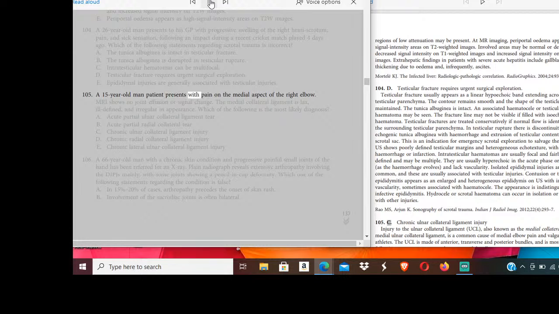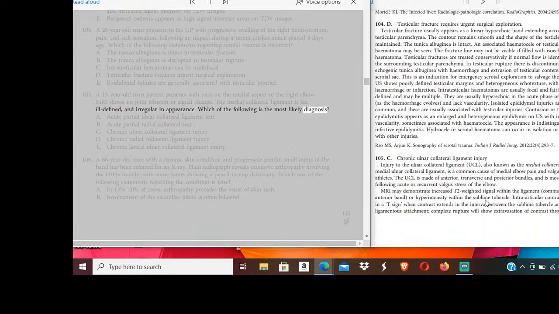Fifteen-year-old man patient presents with pain on the medial aspect of the right elbow. MRI shows no joint effusion or signal change. The medial collateral ligament is lax, ill-defined, and irregular in appearance. Which of the following is the most likely diagnosis?